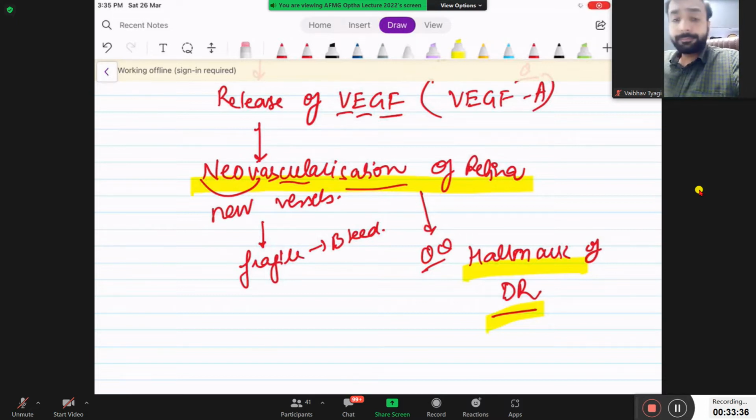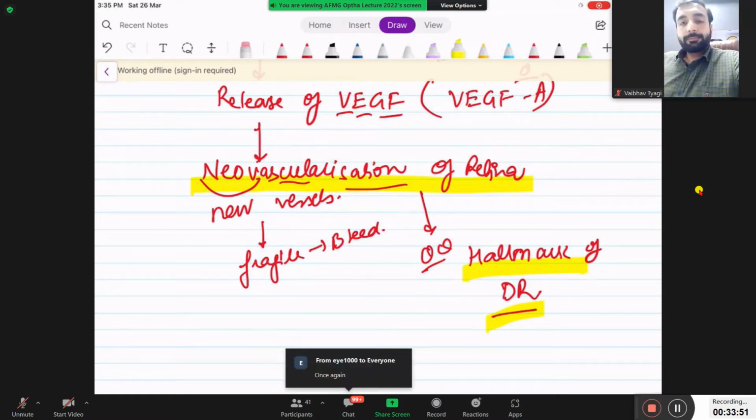This much is clear? Give me a thumbs up if it is clear. Pathogenesis. Pathogenesis is clear, diabetic retinopathy.